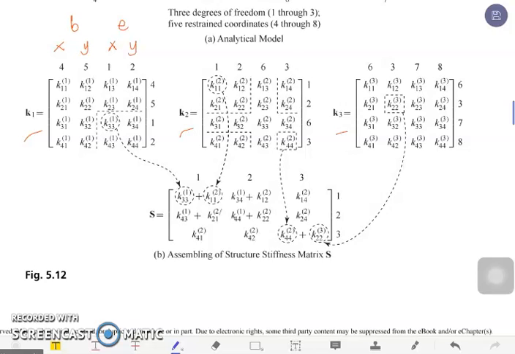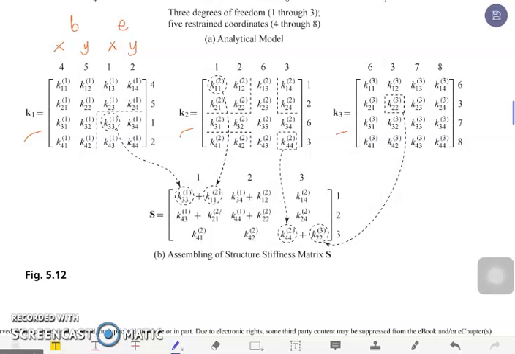Same procedure as what we have done on plane trusses. For example, for this one, you have 4, 5, 1, and 2. Whatever is written on top should be written on the side. Then similarly for member 2 and member 3. So once you have identified those K and the member code numbers, you can assemble your S, which is our structure stiffness matrix.